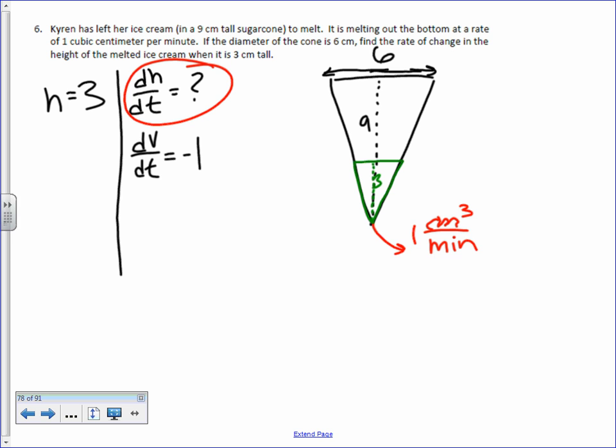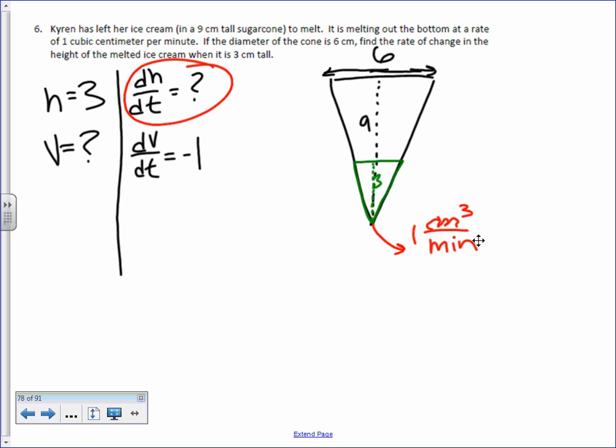Yes, -1 because we're losing 1 centimeter per minute. Now, do we know the volume? No, we don't actually know the volume. Okay. What else? We have some things about the height of the cone and the radius of the cone, but those variables are going to change. We're more concerned about the ice cream, so I'm not going to add them to my chart.